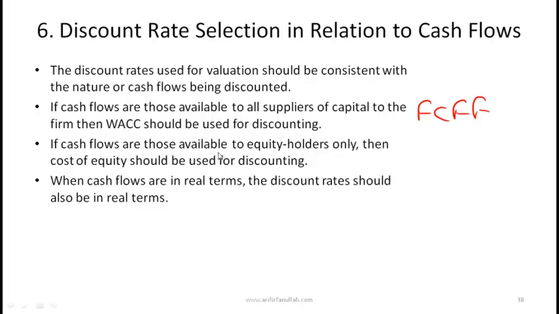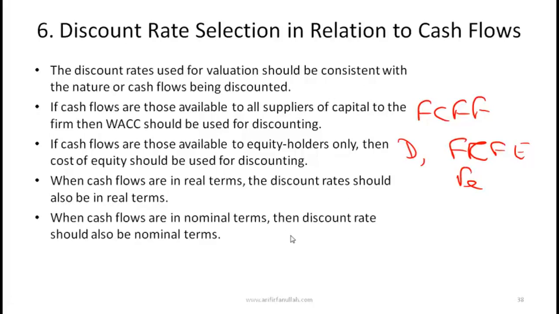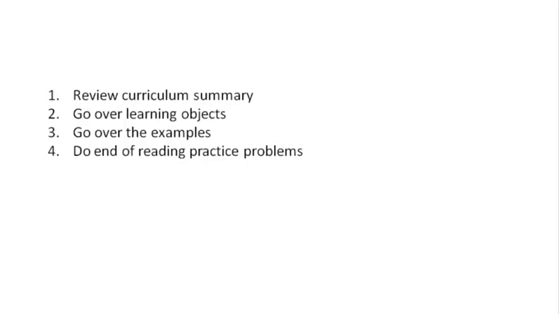If cash flows are those available to equity holders only, so if we are looking at, say, dividend, which is for equity holders, or free cash flow to equity, then what should we use? Then we should use the cost of equity. When cash flows are in real terms, the discount rate should be real. When cash flows are in nominal terms, then the discount rate should be nominal. Hopefully nothing here surprises you. Okay, so that is it. We've completed this reading.